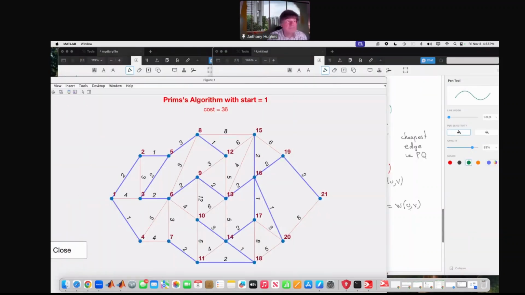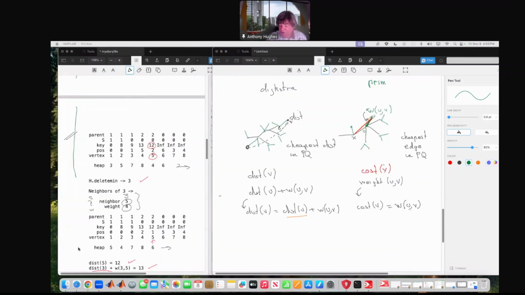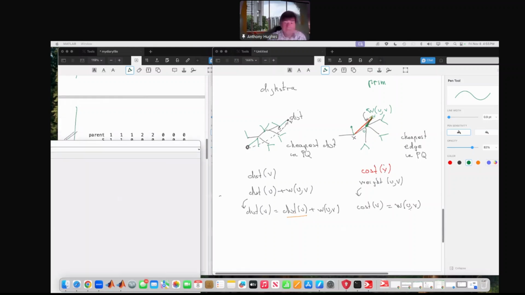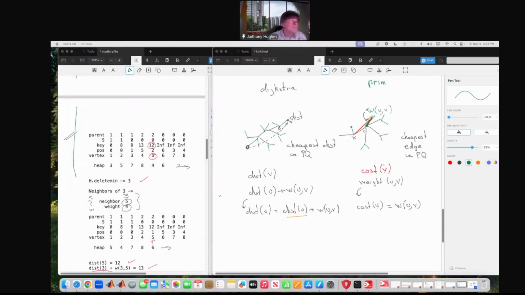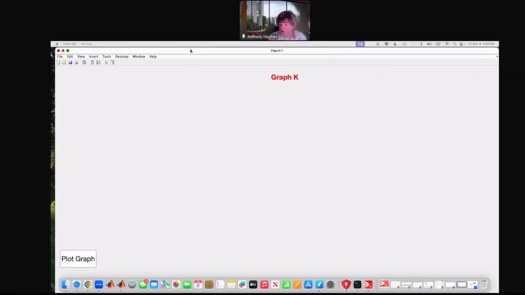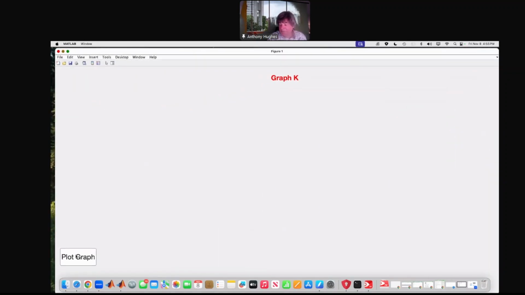Let me run it. Prim's demo. Run. Let me close this. Hang on. There's a close. Let's run it. Continue. Let's bring it over. I'm just going to make it a bit smaller. The monitors have different sizes. Here we go. Plot graph. So let's plot it.